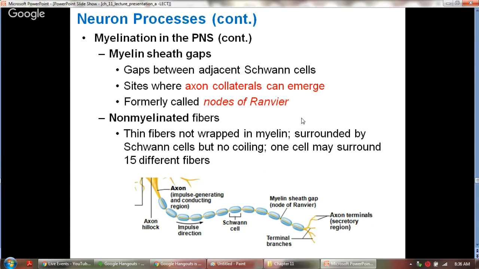Non-myelinated fibers are thin fibers. They're not wrapped in myelin, but are surrounded by Schwann cells, with no coiling. And one cell may surround 15 different fibers.